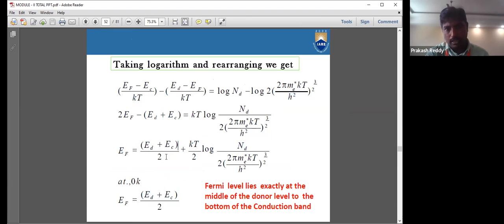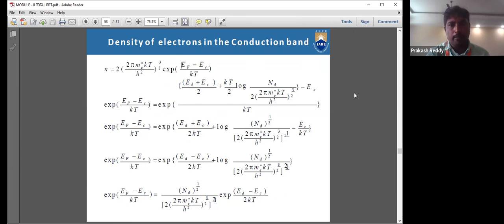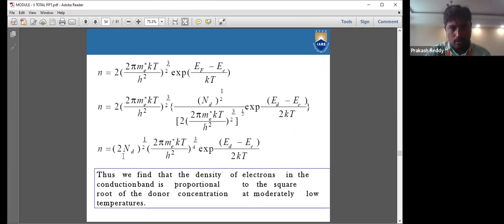EF equals EC plus ED by 2 plus KT by 2 log of ND divided by 2 into (2 pi me star KT by h square) whole power 3 by 2. So by substituting T equals 0, the Fermi level is exactly between the bottom of the conduction band and the donor energy level. By substituting the equation for EF here, I am going to find the density of electrons in the conduction band for an N-type semiconductor, or the carrier concentration of an N-type semiconductor. We get that equation in terms of donor concentration. That equation is 2 into ND whole power 1 by 2, (2 pi me star KT by h square) whole power 3 by 4, exponential of ED minus EC by 2 KT.